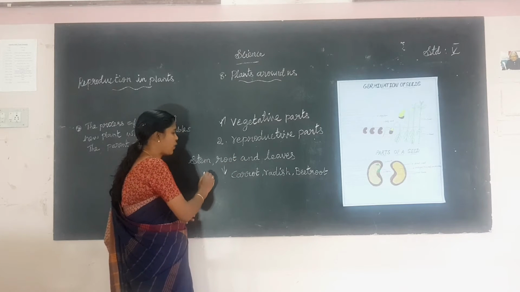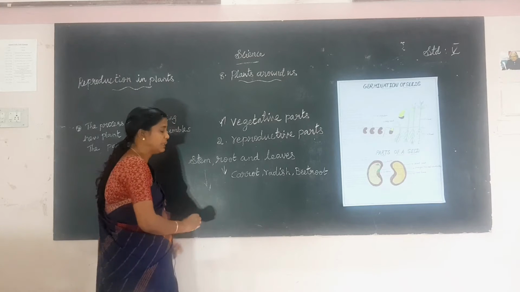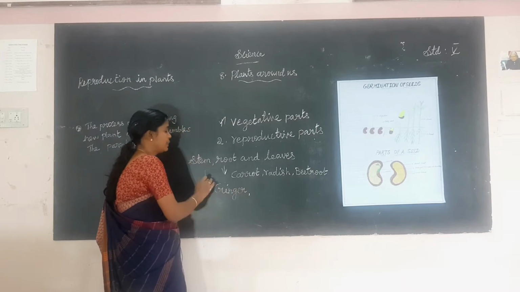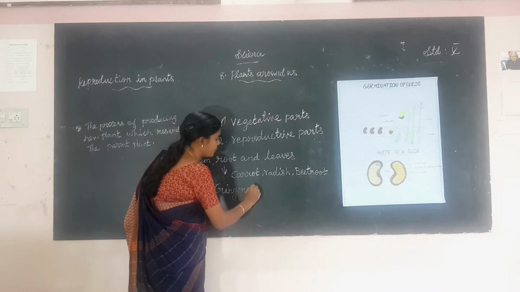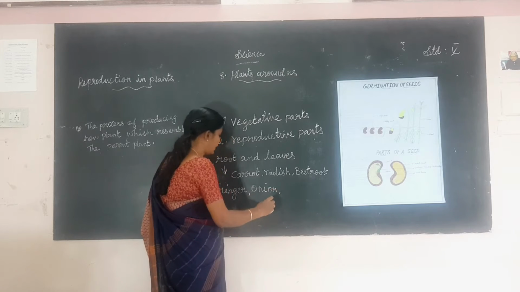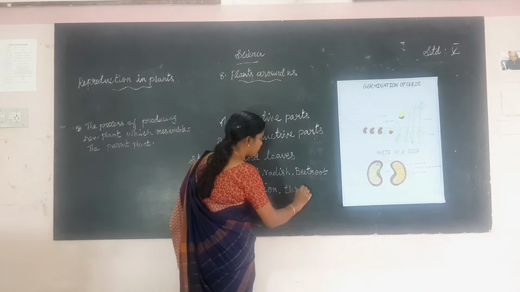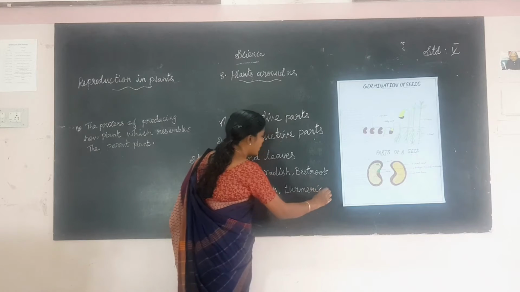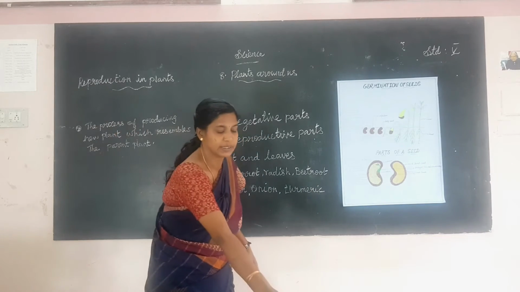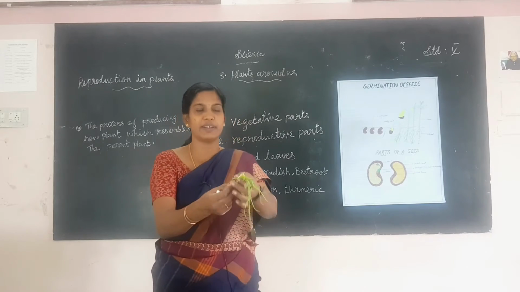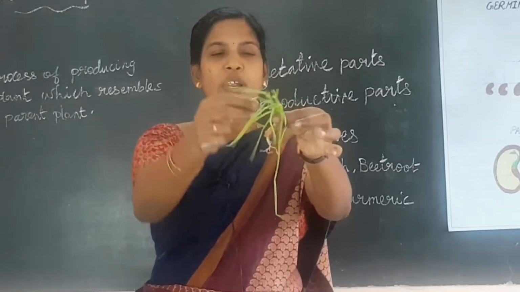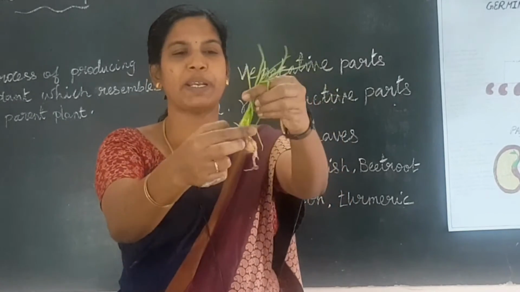Next one, stem. Examples of the stem are ginger, onion and turmeric. New plants grow from the buds in the stem region. Example, the onion. See children, this one is the stem region.